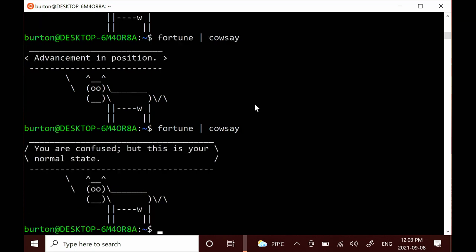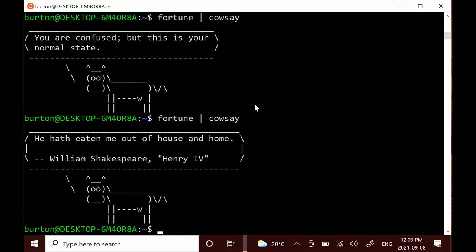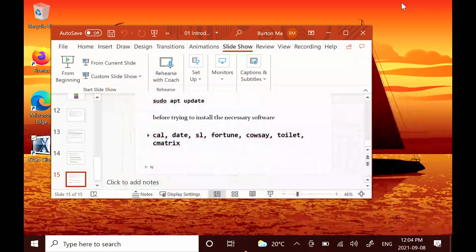That's nice, right? Advancement in position, also nice. Some of the fortunes, I think, are bad fortunes, right? You were confused, but this is your own, see? This is perfect, right? You can keep on going. I don't know, there's like thousands of these things. So every time you run it, you're gonna get a random fortune.